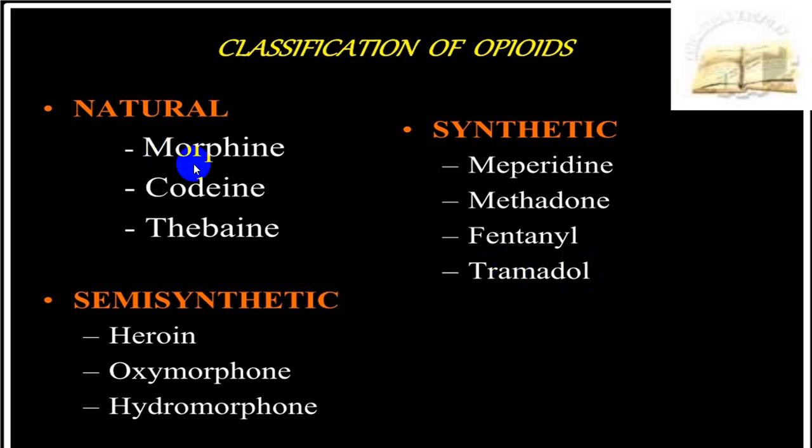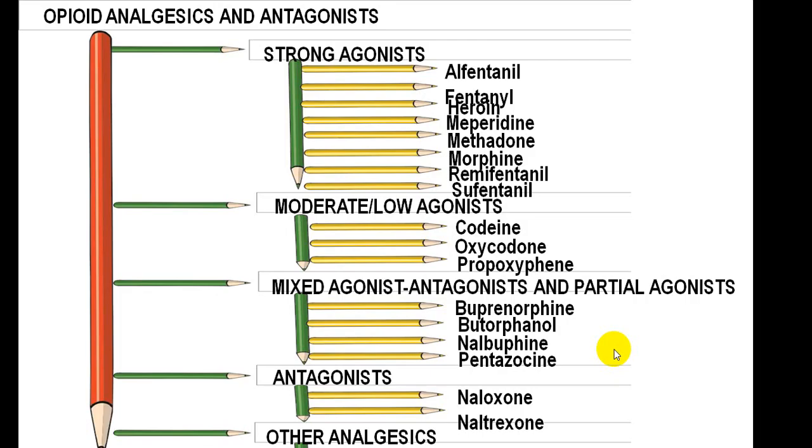So out of this, morphine, pethidine, and codeine, these are the three compounds. Heroin is very rarely utilized. The most commonly utilized are morphine, pethidine and codeine. And from this, the most common compounds which are utilized are tramadol and fentanyl. So these are the common compounds which are being utilized.